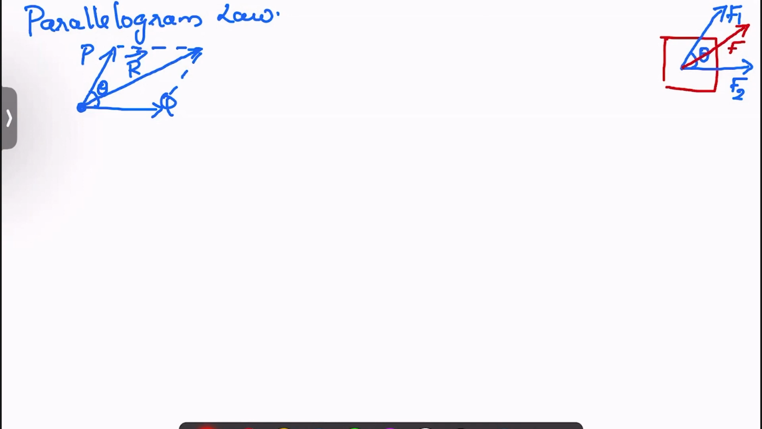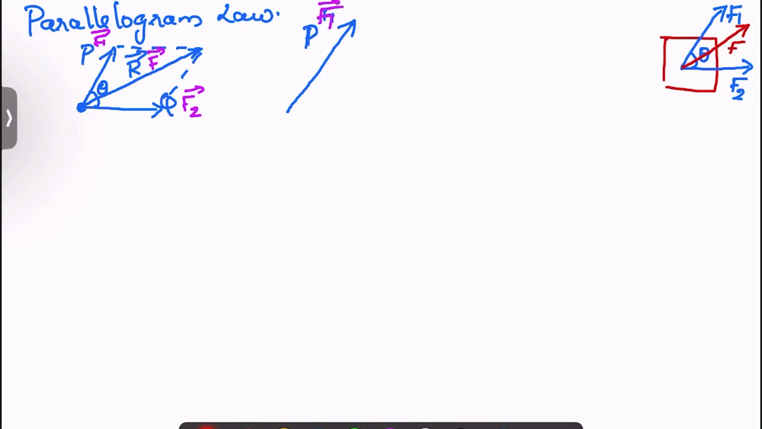As per the parallelogram law, we check whether we can represent these two vectors as adjacent sides of a parallelogram. Yes, we can do. So P is F1 and Q is F2, and R is F, the resultant force. Now what are we supposed to do? For the derivation, we have to do a simple trick. This is F1, or we can say it as our P here. So this is F1.